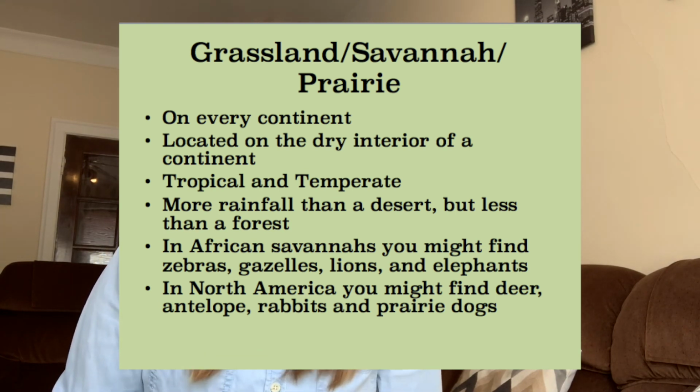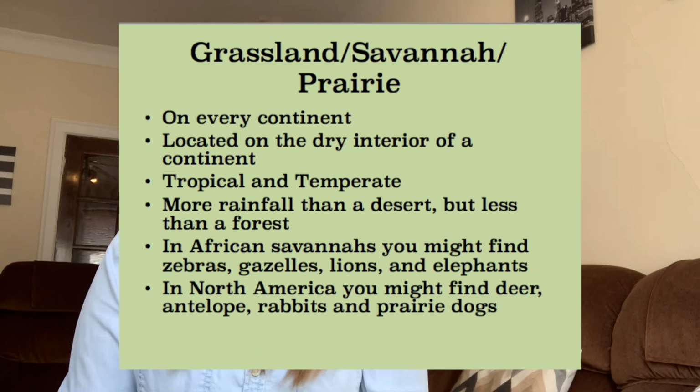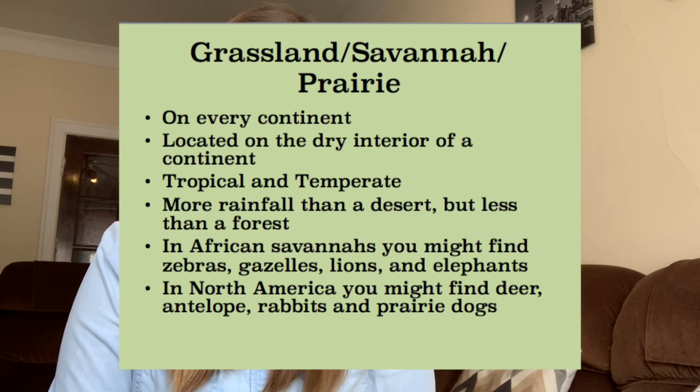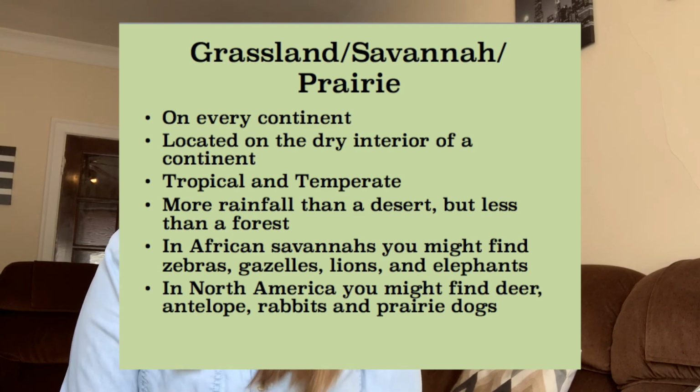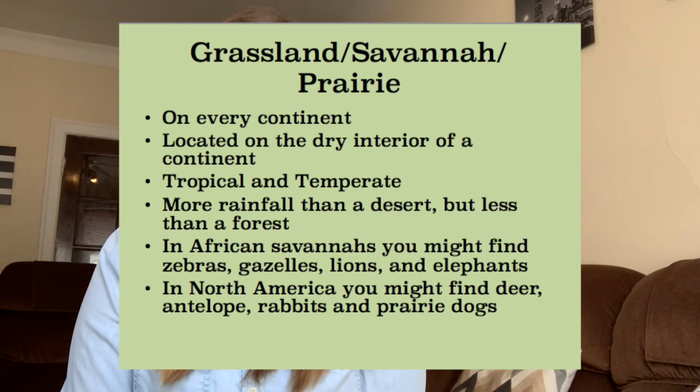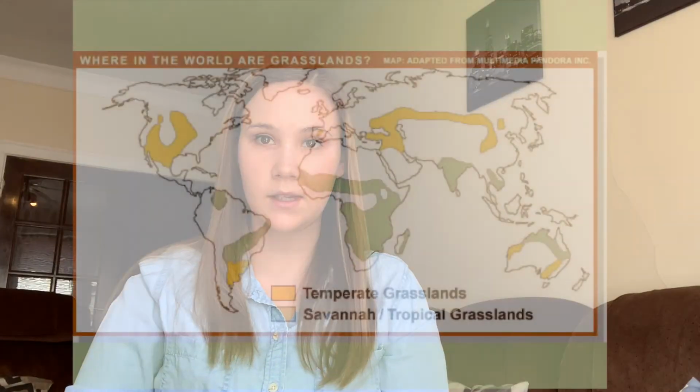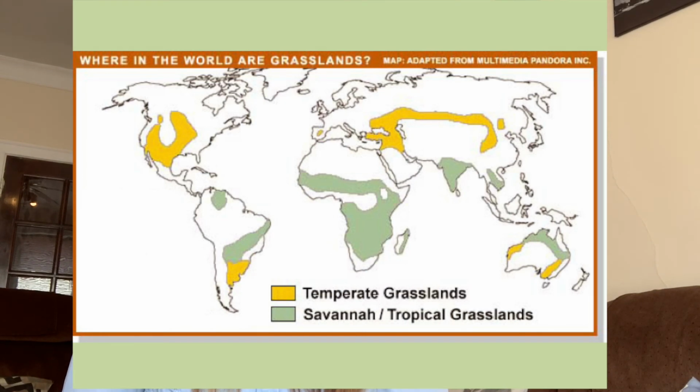In these habitats, there's more rainfall than a desert, but there's less than a forest. And in the African savanna, some animals you might find are zebras, gazelles, lions, and elephants. In North America, you might find deer, antelope, rabbits, and prairie dogs. Here's a map to show you where in the world you can find grasslands. And like I just said, there's two types. We have temperate grasslands and we have savanna or tropical grasslands. So if you look at the map key, the yellow represents temperate and green represents savanna or tropical.